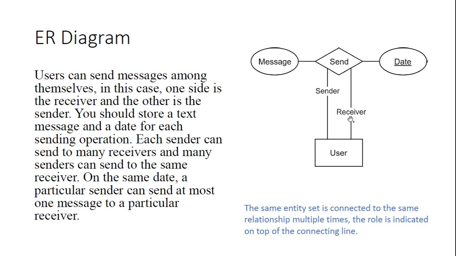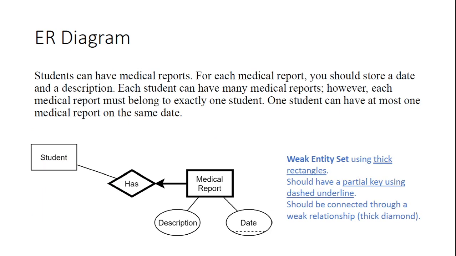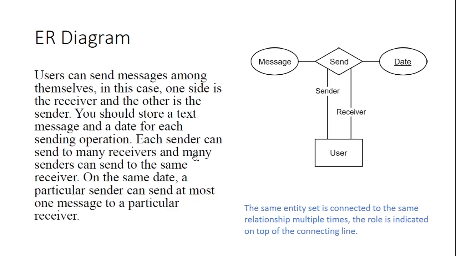Actually, there is the question: if we delete one student, does the corresponding medical report also get deleted? For the weak entity set case, yes. If we have the weak entity and we are deleting the student, for example, here on the strong side, then the medical reports that belong to that student have to be deleted, because otherwise we do not have any access to those medical reports. So if we delete a student, the related medical reports get deleted as well.